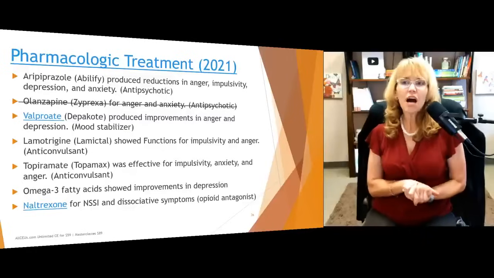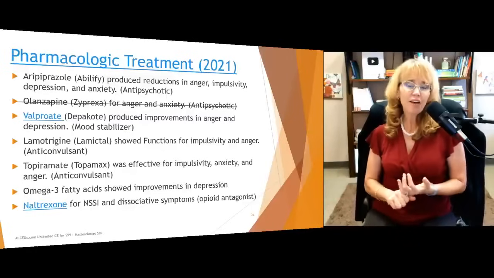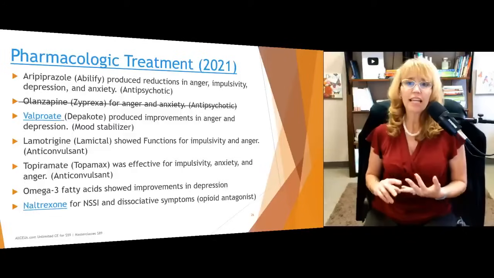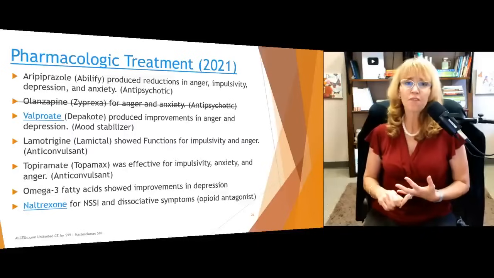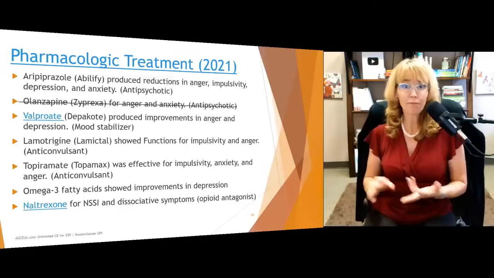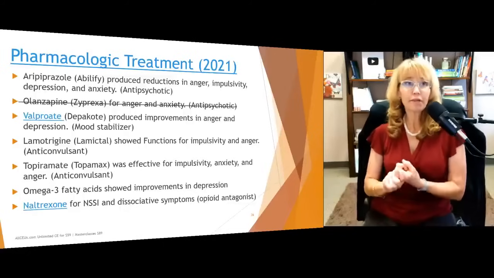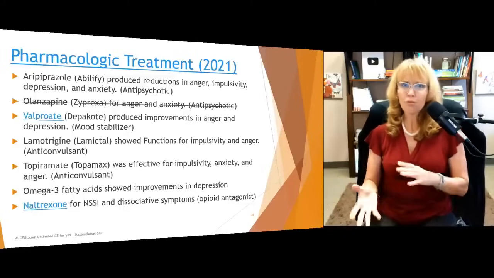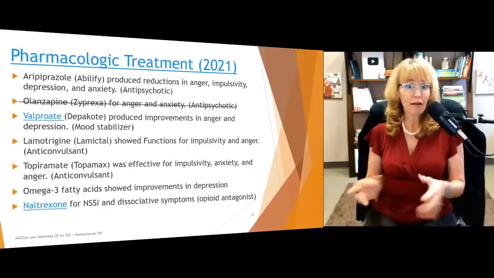In terms of pharmacology, update for 2021. Abilify is still used and it's been shown to produce reductions in anger, impulsivity, depression, and anxiety. It is an antipsychotic medication. Zyprexa used to be recommended, but it is no longer showing really robust evidence, so it was taken off the list.